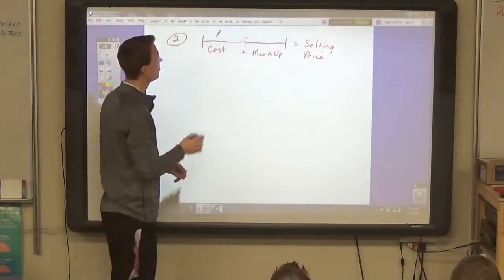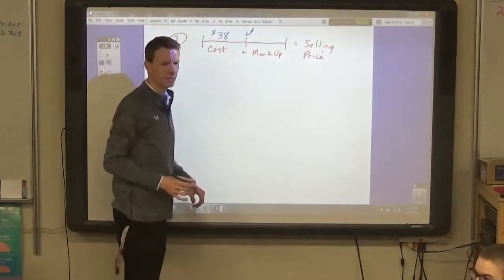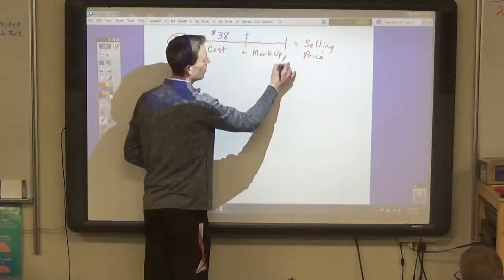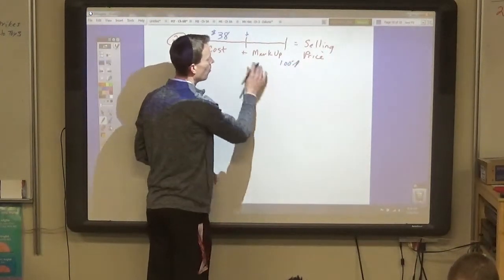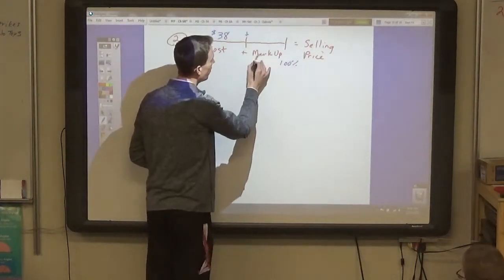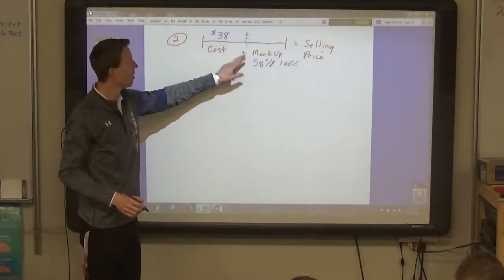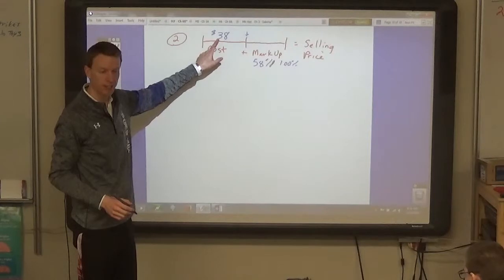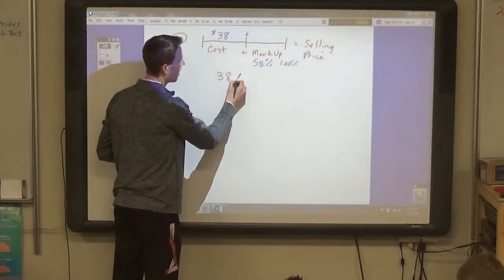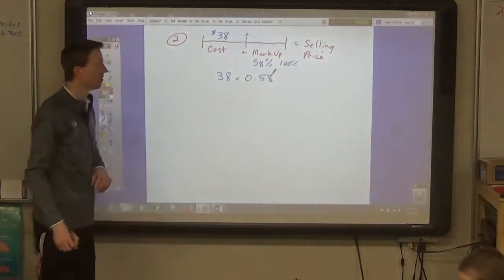The cost is $38, plus the percent of markup is 58%. Putting the percentages down below, just like we did before with our other amounts. So 58% of the cost, that's 38 times 0.58.